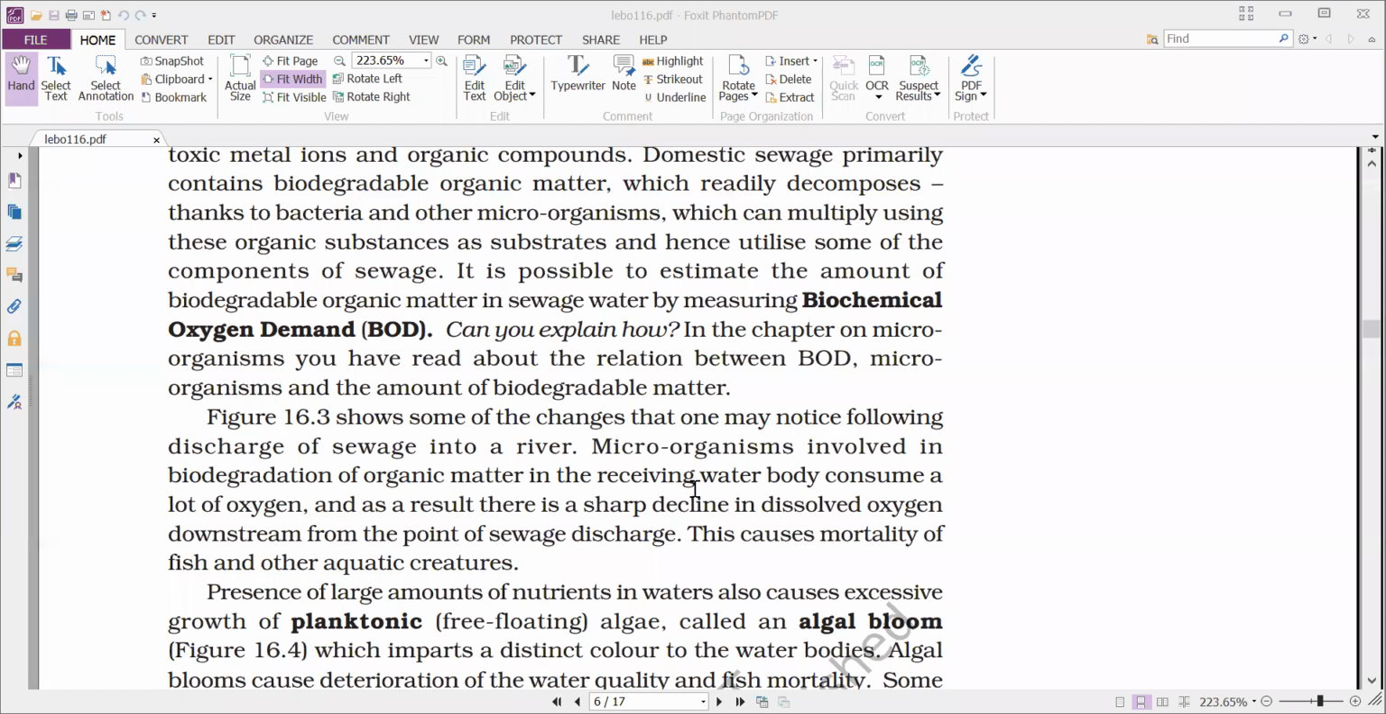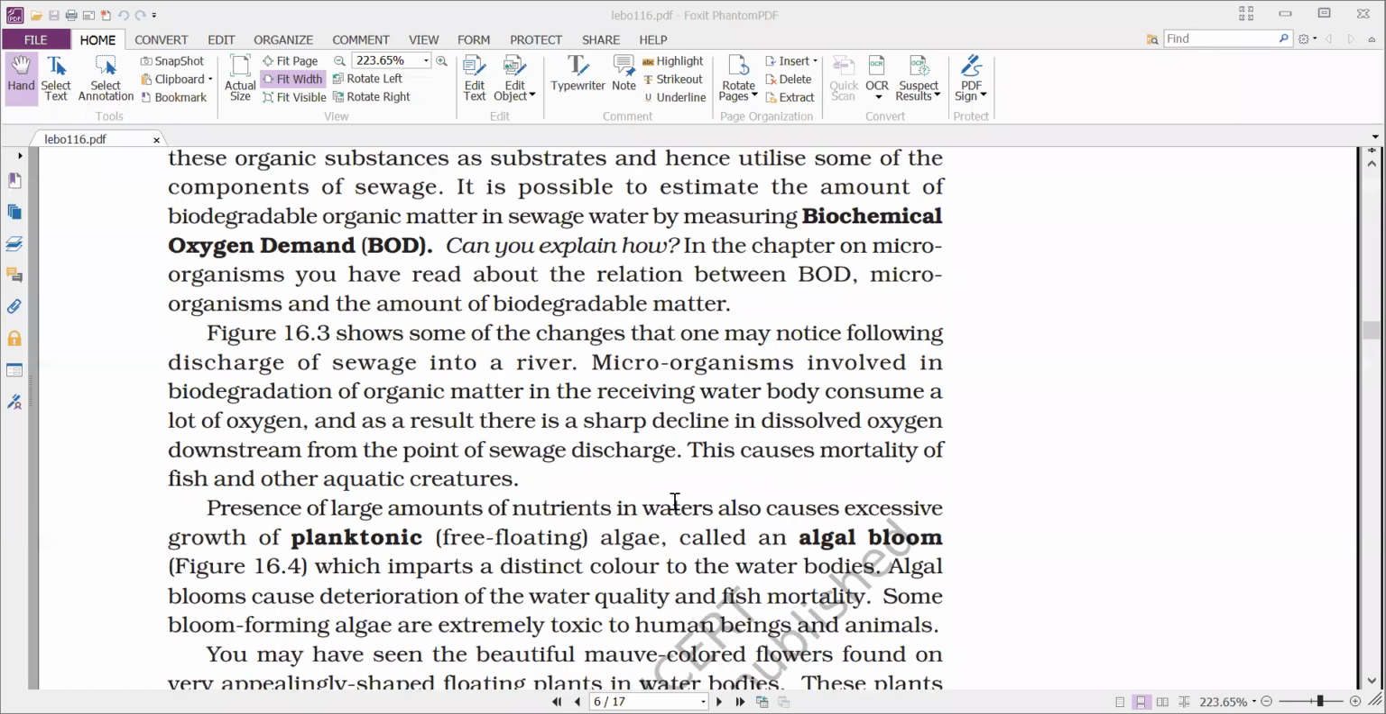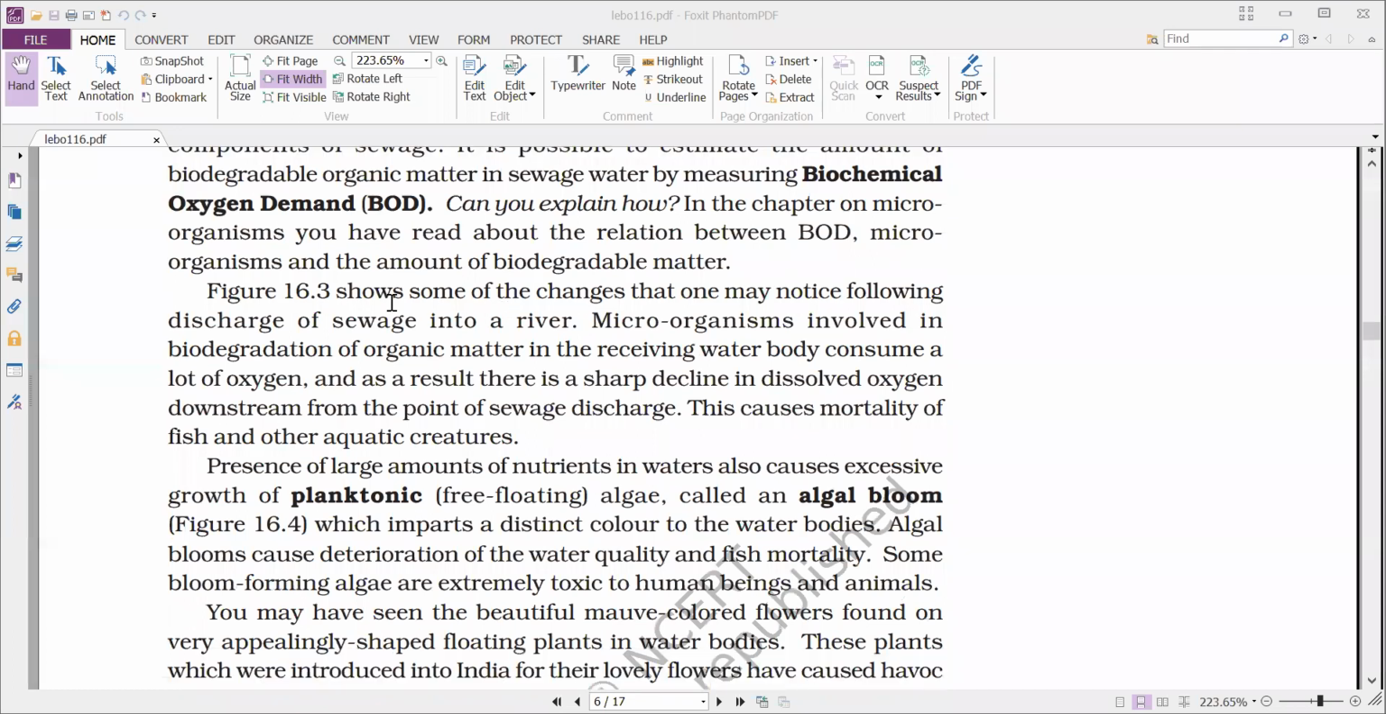That is what we can understand here. We can see some of the changes that we may notice following discharge of sewage into water. Microorganisms involved in biodegradation of organic matter in the receiving water body consume a lot of oxygen, and as a result, there is a sharp decline in dissolved oxygen downstream from the point of sewage discharge. This causes mortality of fish and other aquatic creatures.